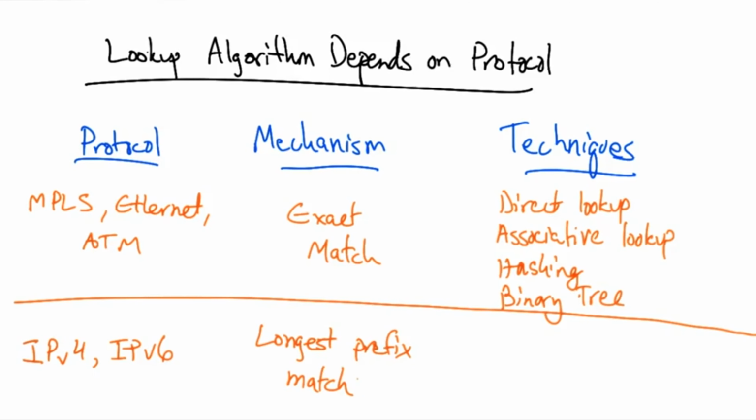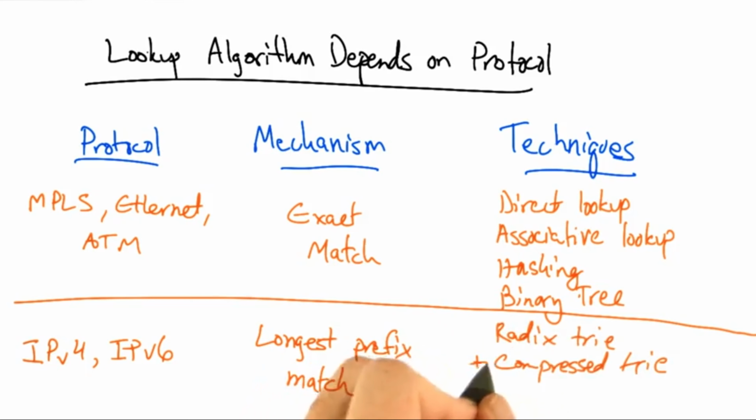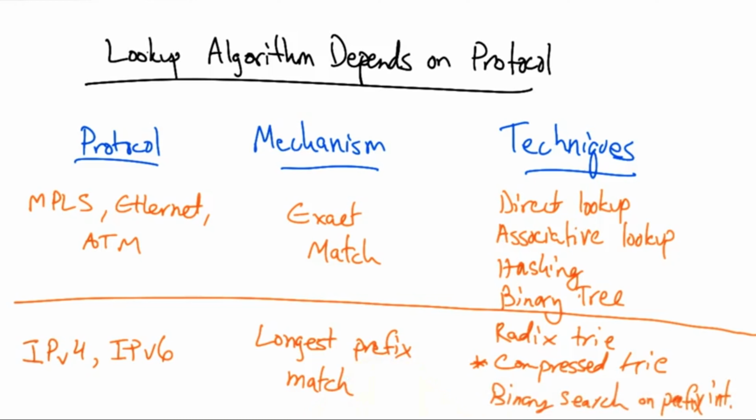IPv4 and IPv6, on the other hand, are implemented with what's called longest prefix match. We've already looked at longest prefix match a little bit in some lessons, and in this lesson we'll look at it in a bit more detail as well as how it's implemented. It might be implemented as a radix trie, a compressed trie, which is something that we will look at in this lesson, and it can also be implemented as a binary search on prefix intervals.